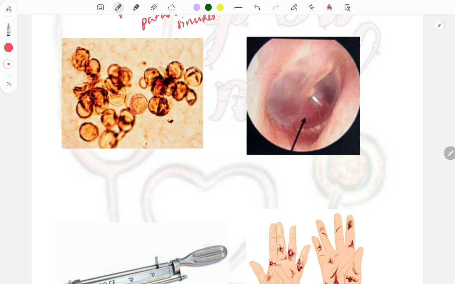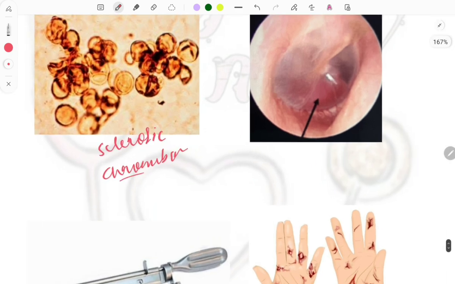Then the next image from the micro, quite a famous image this also. See, you can see here brown color sclerotic bodies. So these are called the sclerotic bodies, and these are seen in chromoblastomycosis. So chromoblastomycosis is a quite famous disease asked in the exam. Chromo in the sense brown color, and mycosis in the sense it is a fungal disease.